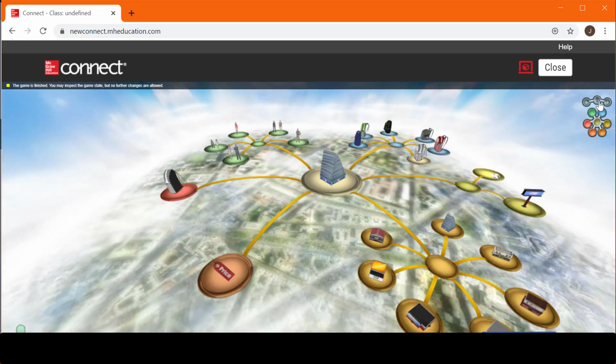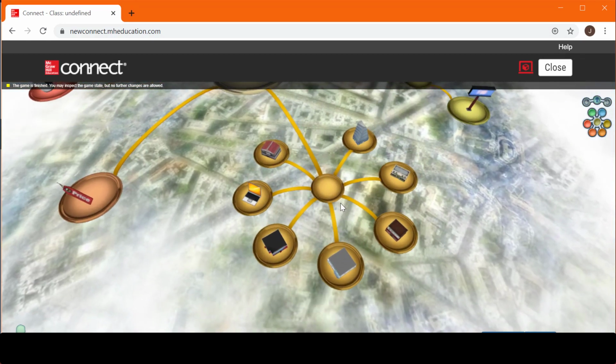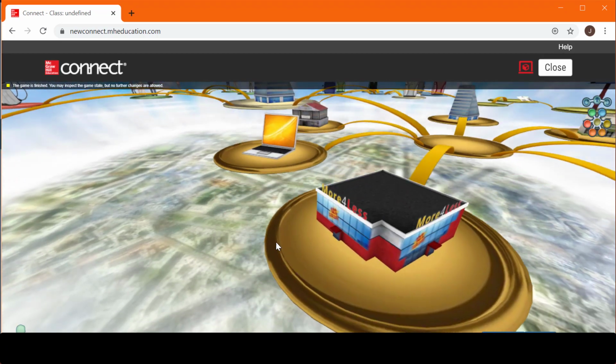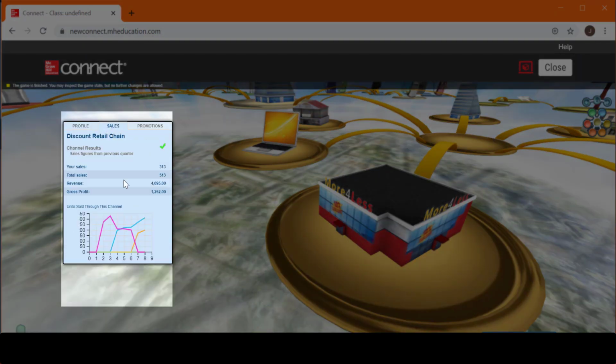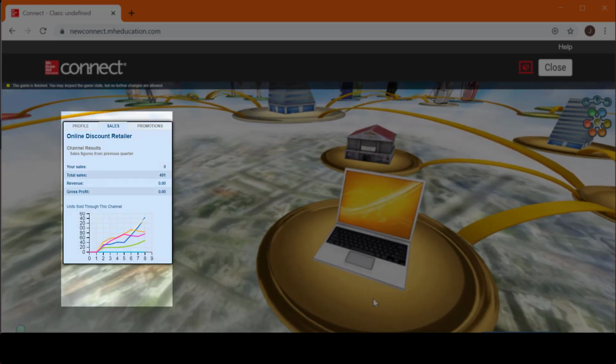One other area to look is the store area. If I dig into each one of the stores here, I can see how many backpacks were sold in that store, and I can see how many of them I sold. In this case, the discount retail chain sold 513 total backpacks. I sold 313 of those. Looking pretty good there. I can watch my trend lines as well, and I can look at each store to find this information out. I wasn't selling in the online discount retailer, so I don't have any sales data there.